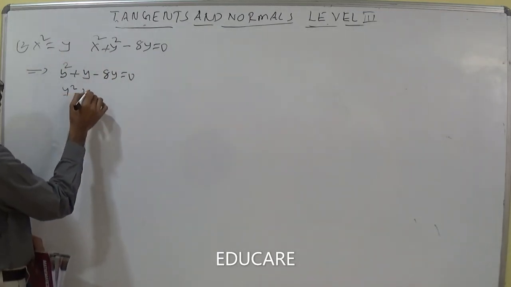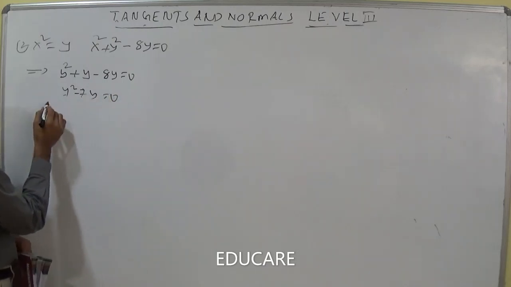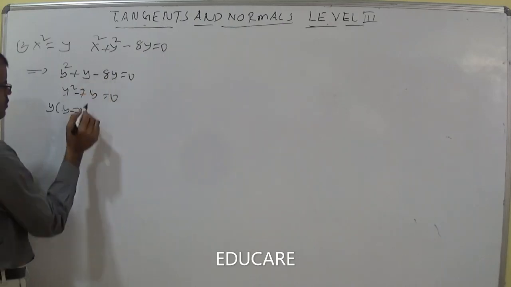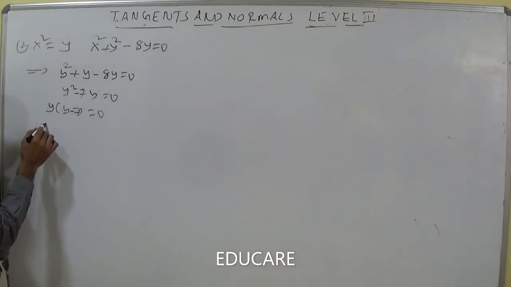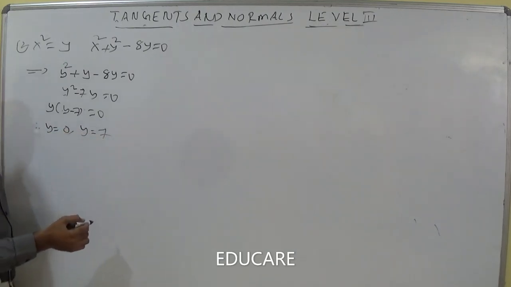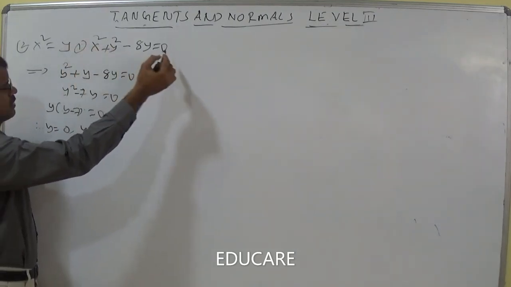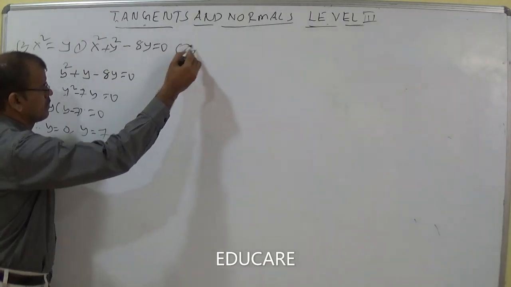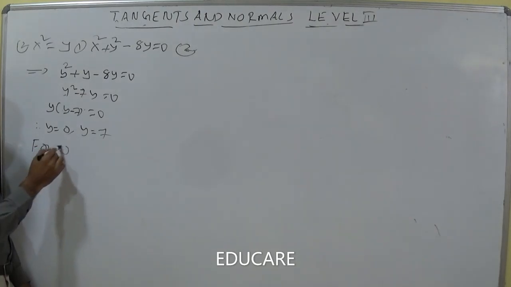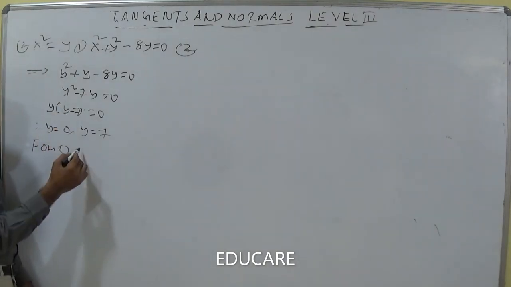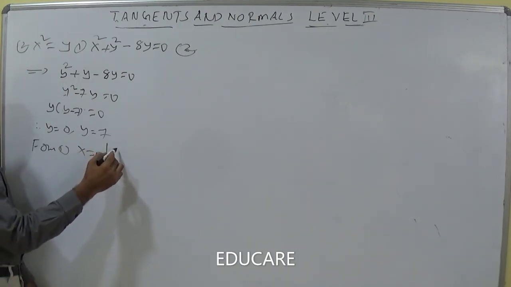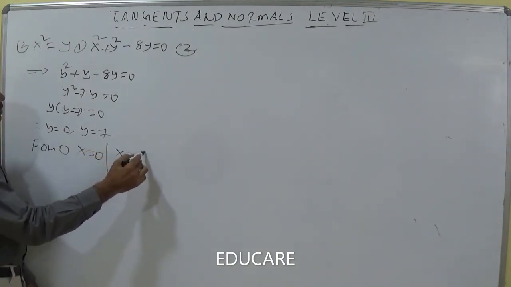It can be written as y squared minus 7y equal to 0. Taking y common, y(y minus 7) equals 0. Therefore, y equals 0 and y equals 7. Let it be the first equation and let it be the second equation. If you put y equal to 0 in the first equation, then x also becomes 0. If y is equal to 7, x square is equal to 7 and x is equal to root 7.